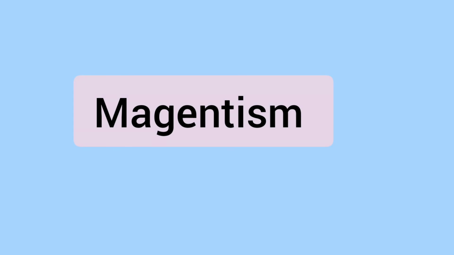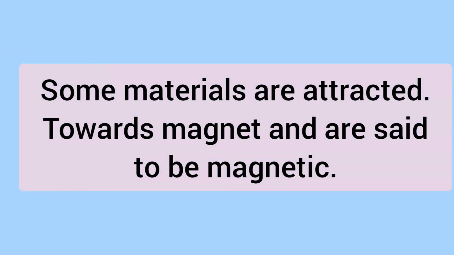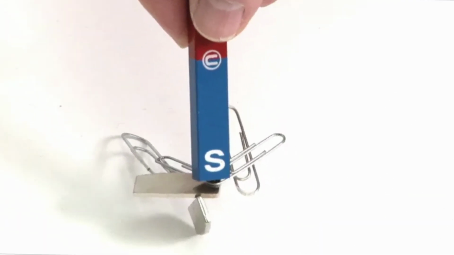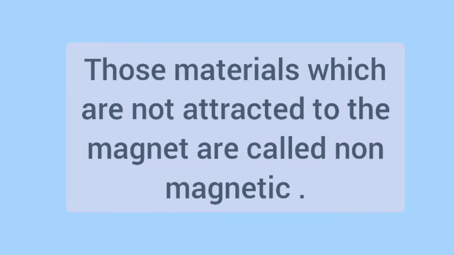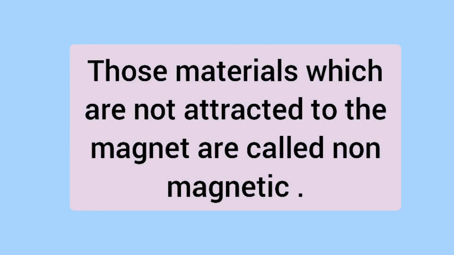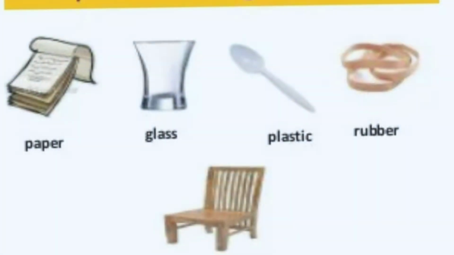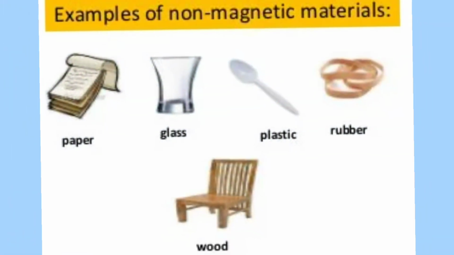Next property is magnetism. Some materials are attracted towards a magnet and are called magnetic. For example, iron nails. Those which are not attracted by magnets are called non-magnetic, like glass, rubber, aluminum, plastic, etc.